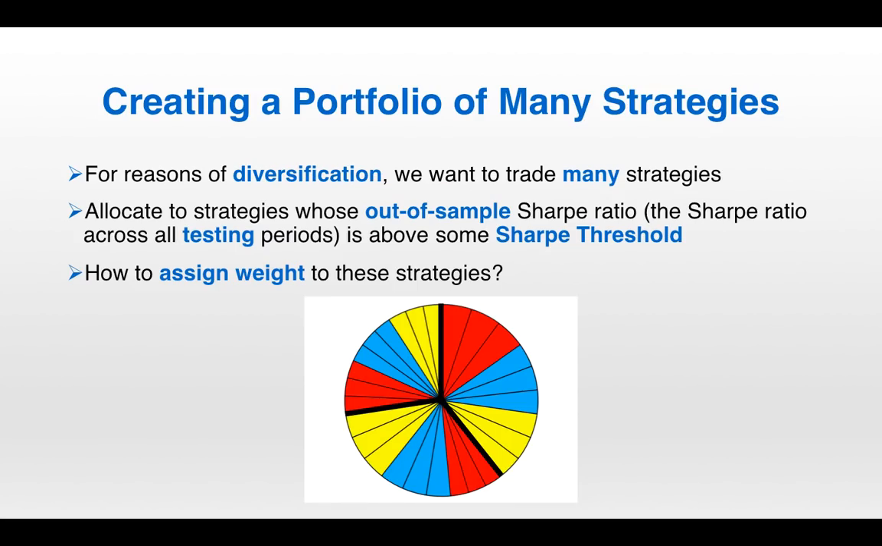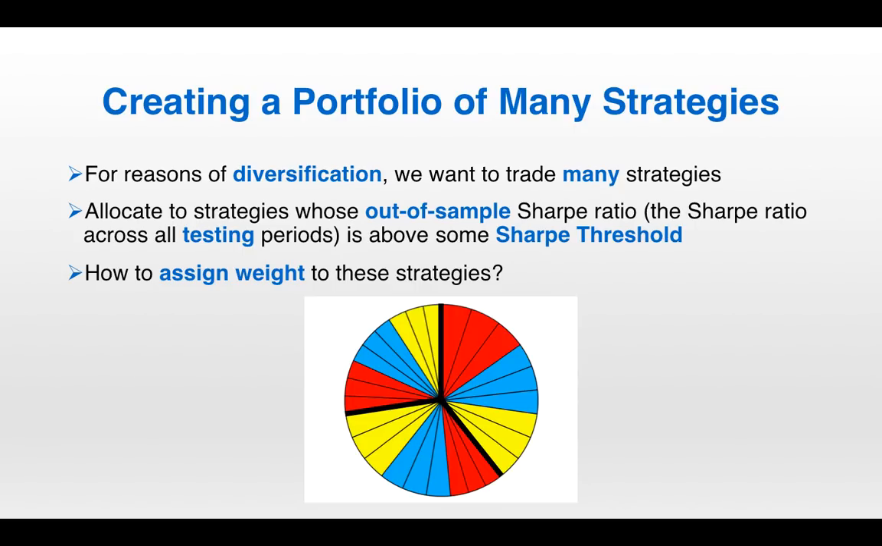All right, so that will conclude our discussion of portfolio optimization in terms of allocating weight to parameter sets for a given strategy. Now we're going to discuss how you create a portfolio of many strategies. So first of all, for reasons of diversification, we want to trade many strategies. Same reason as before, we don't want to have all our risk tied up in one particular strategy, because if that one particular strategy goes through a rough period, we're going to be in a lot of trouble. So the idea is we want to allocate weight to other strategies.